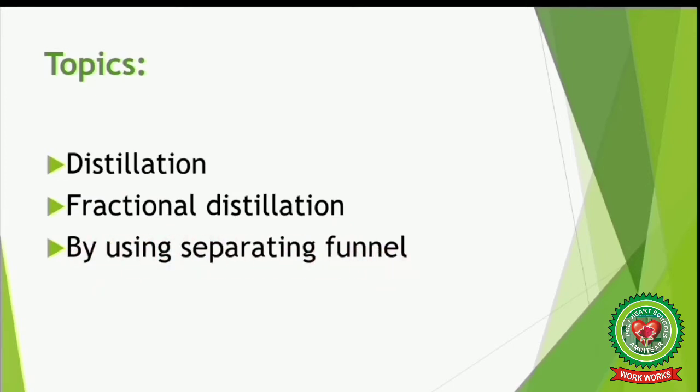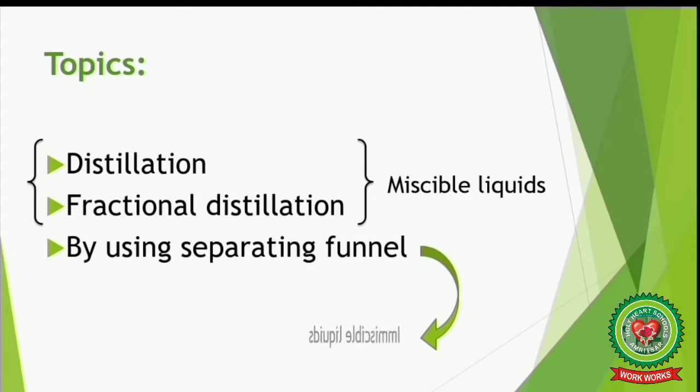Students, the first two methods are used to separate two miscible liquids. What are miscible liquids? The liquids that mix with each other completely. For example, a mixture of milk and water. And the third one is used to separate immiscible liquids. What are immiscible liquids? The liquids that do not mix with each other. For example, a mixture of oil and water. Let us discuss these methods one by one.